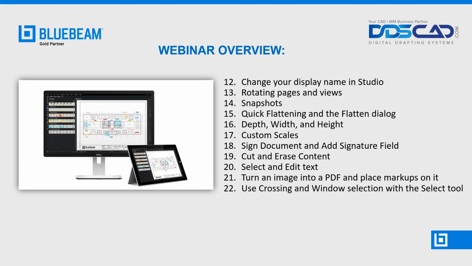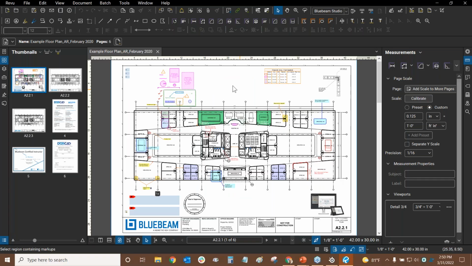Let's go back to our presentation. And we can skip these. We already know how to select and edit text. How to turn an image into a PDF and place markups on top of it. This is actually something that I really like to do. A client of mine had to do this. They took photos and they needed to draw some schematics on top of them. So how do we do this?